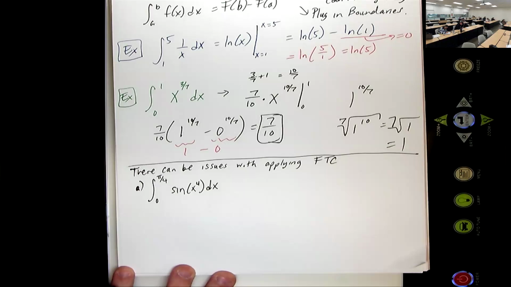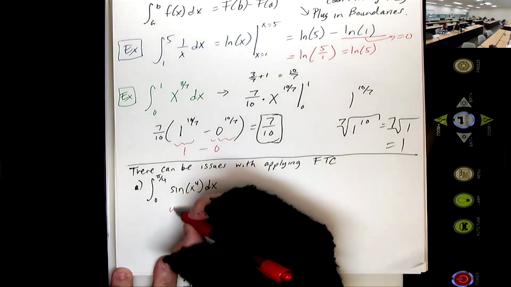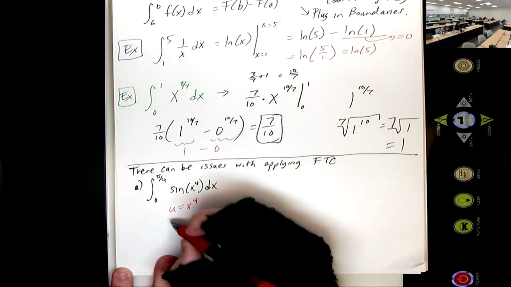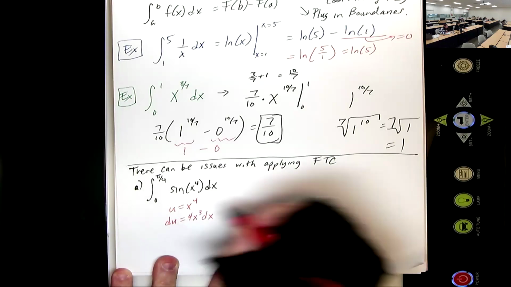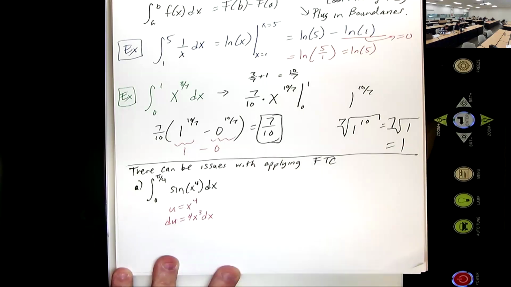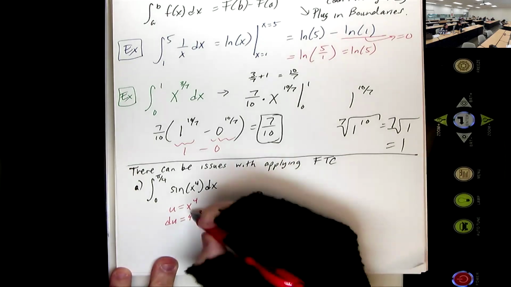Any ideas? I can't do a u-sub, because if I say u equals x to the 4th, I need a du, which would be 4x cubed dx. And I don't have any more x's if I replace that. So that doesn't work.